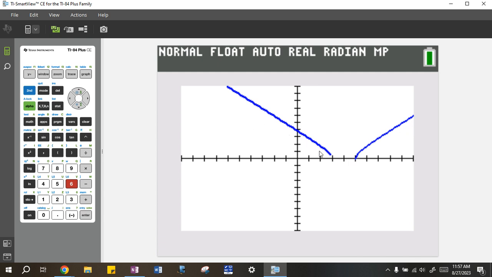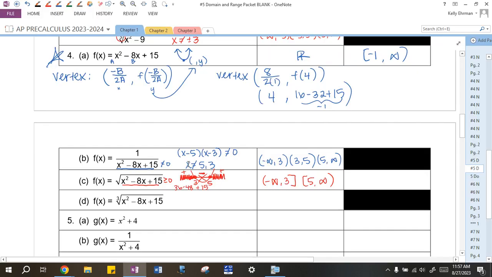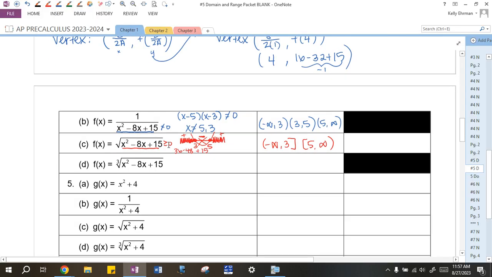So what are the x values on this graph? Anything to the left of 3 and anything to the right of 5. You can also use the information from the previous part C, or I'm sorry, from your domain, to help you figure that out. If you plug in anything between 3 and 5, you're getting the square root of a negative, right? So that's not going to be in our range.